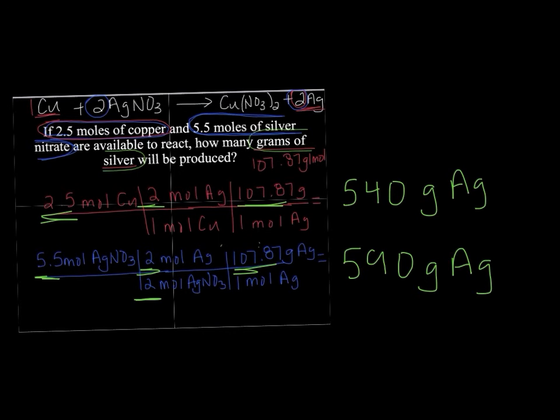Because I get a smaller number with my moles of copper, that will be my answer as far as how many grams of silver can be produced. That is because my copper will limit the amount of silver that will be produced. And that is how you solve this problem.